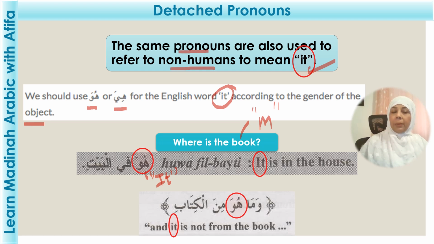Huwa fil baiti. This is from the Quran where Allah says, وَمَا هُوَ مِنَ الْكِتَابِ. Here huwa refers to it. It is not from the book.